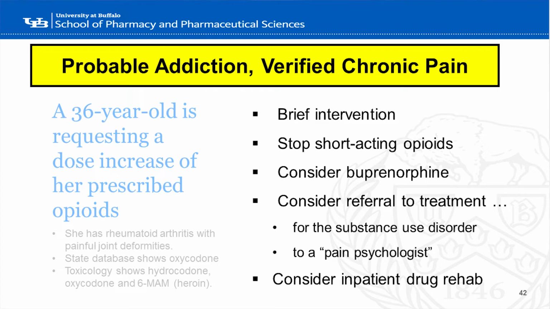If you continue prescribing short-acting opiates, you actually may feed her addiction. But if you take the opioids away, her pain might get worse. Here, the physician could perform a brief intervention, stop the short-acting opiates, consider the use of buprenorphine, consider referral to treatment for a substance use disorder or pain psychologist, and maybe even consider inpatient drug rehab.